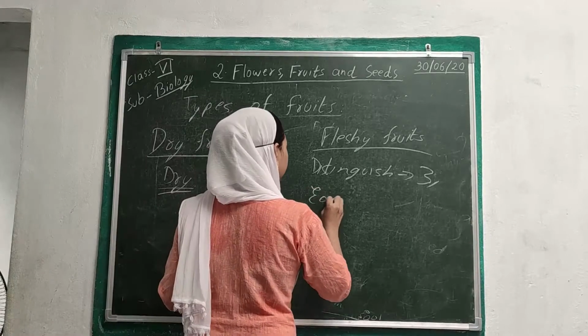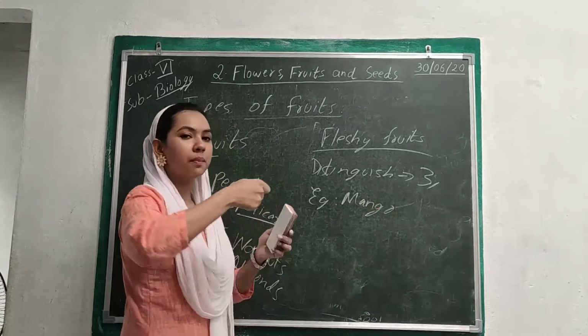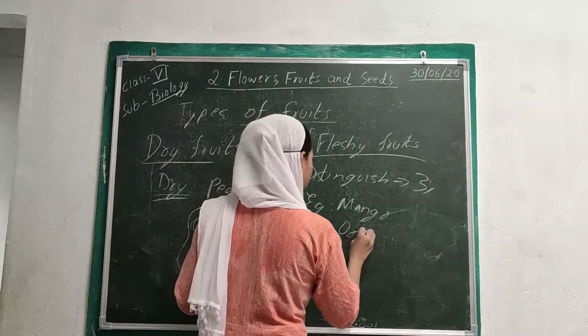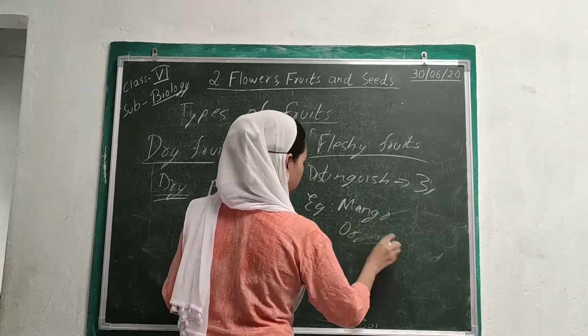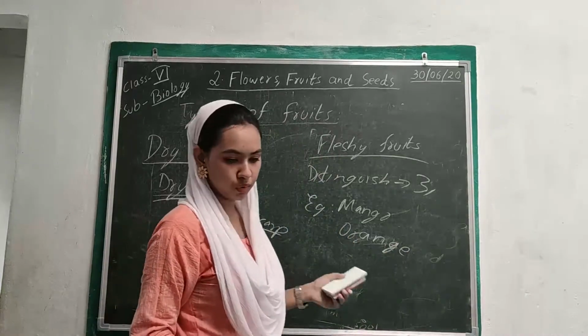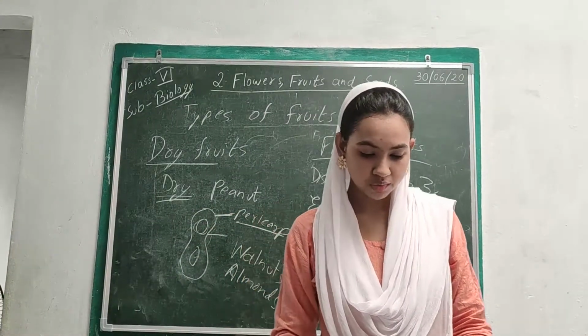Example here we have mango. In mango you can distinguish, right? You have an upper skin, and the middle part which you eat. Okay, orange. These are all examples of fleshy fruits. Okay. Next we are going to study the structure of the seed.